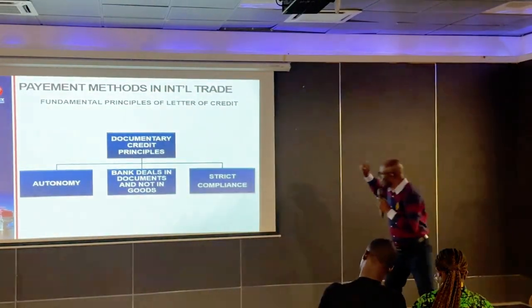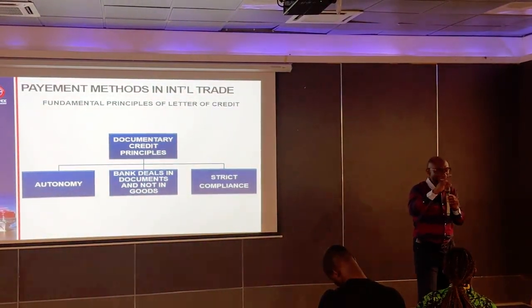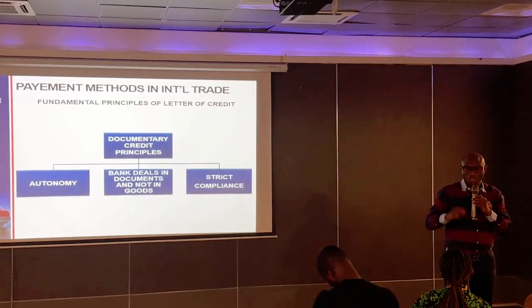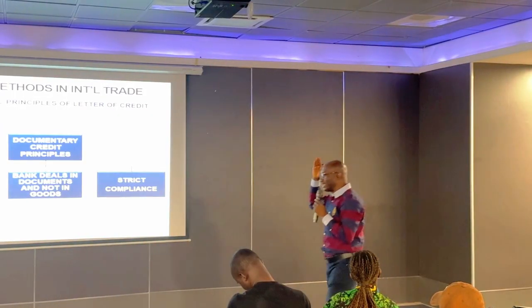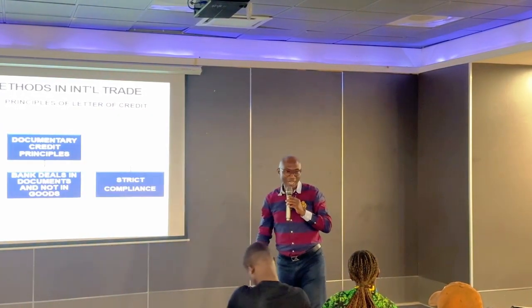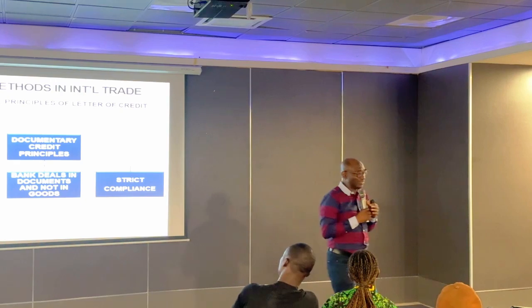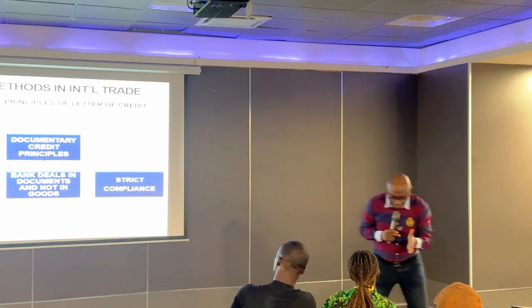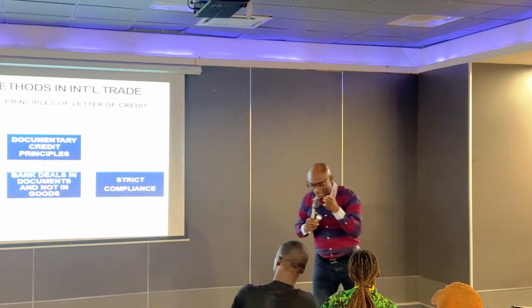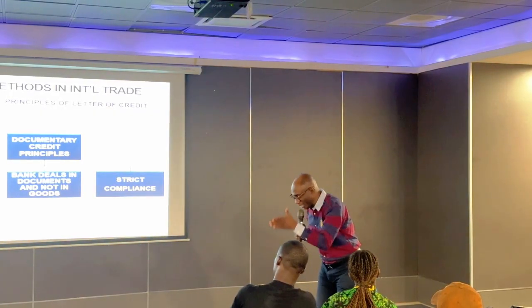Autonomy, now strict compliance. You must cross your T's and dot your I's. If the LC says you should ship January 31st and you ship on February 4th, it is called a discrepancy.